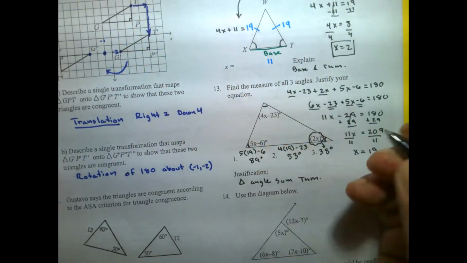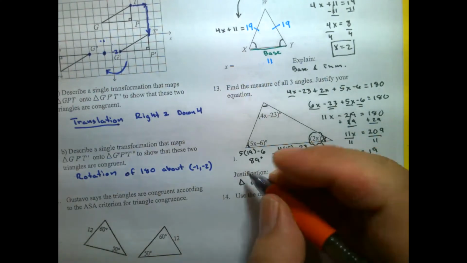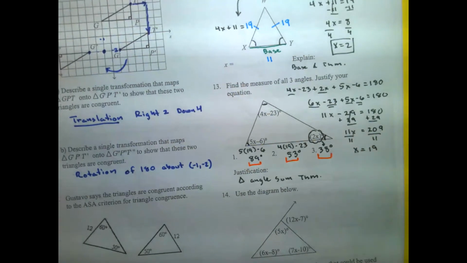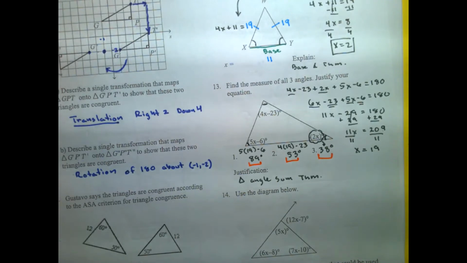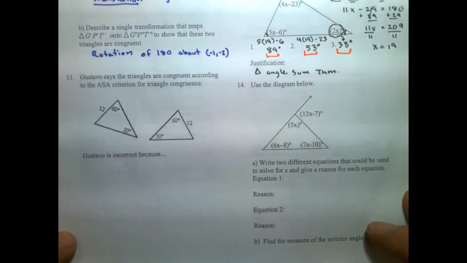Now, there is a quick way that we can check and make sure all of our answers make sense. Remember, all 3 of these right here need to add up to 180. So let's double check. So 89 plus 53 plus 38. And yep, calculator says they add up to 180. Now, let's move on to these last 2 questions on this page.